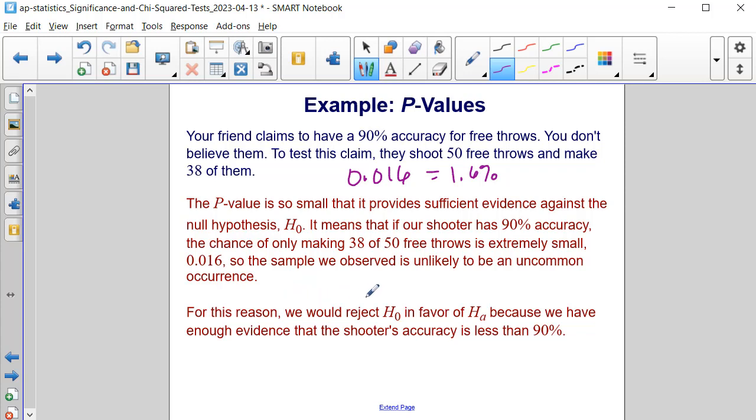For this reason, we would reject the null hypothesis and be in favor of the alternative hypothesis, which was that our friend's accuracy is less than 90%, because we have enough evidence that the shooter's accuracy is well below the 90% desired.